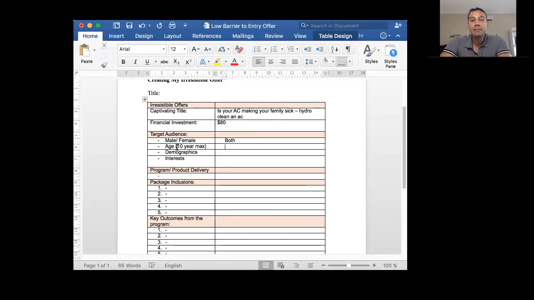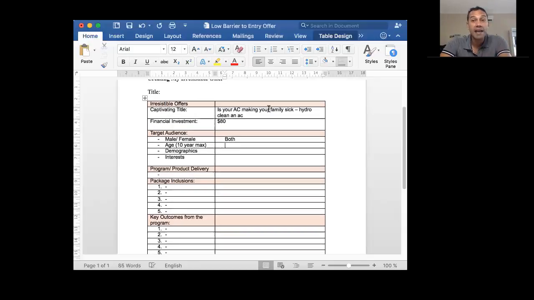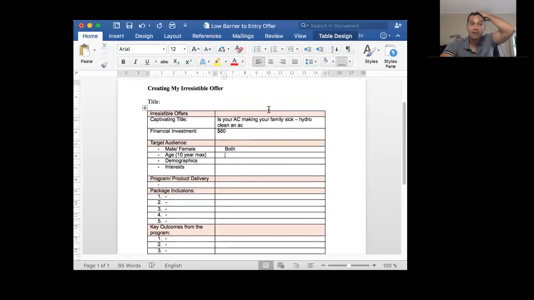Age, look, 10-year max. So this is creating an offer for Facebook, right? So if you had to say, okay, who would be my irresistible offer for? If we're talking about family sick, anyone over 50, more than likely the kids are a bit older, okay? So you're probably more looking for maybe 35 to 45, okay? If you wanted to stretch it out a little bit more, you could go to 30 to 50 if you want to try to cover more ground. But more than likely you're going to be 35 to 45. Let's just go 30 to 50 just to stay safe.